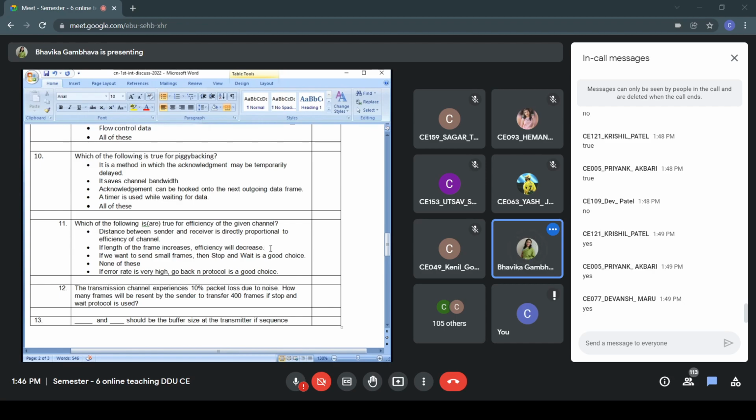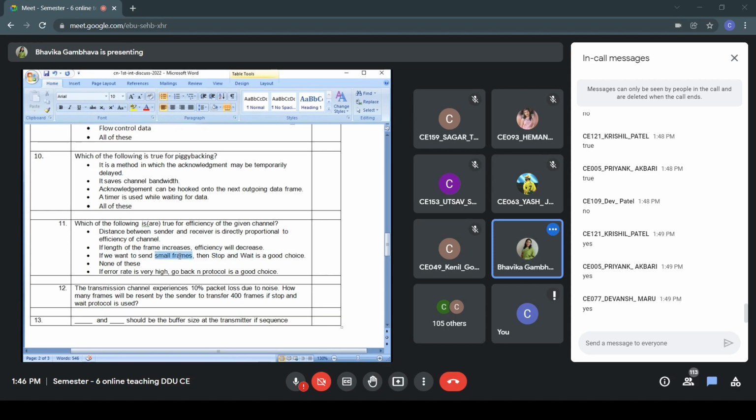Okay. What about the next one? If we want to send small frames, then stop and wait is a good choice. Is it so? Not really, right?